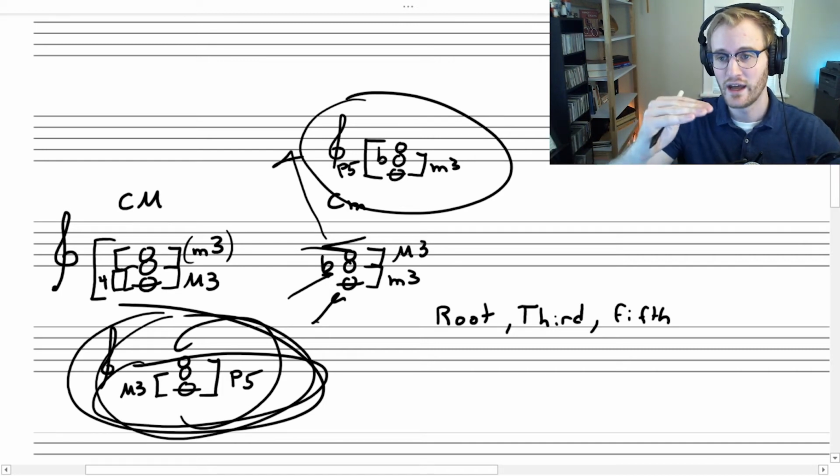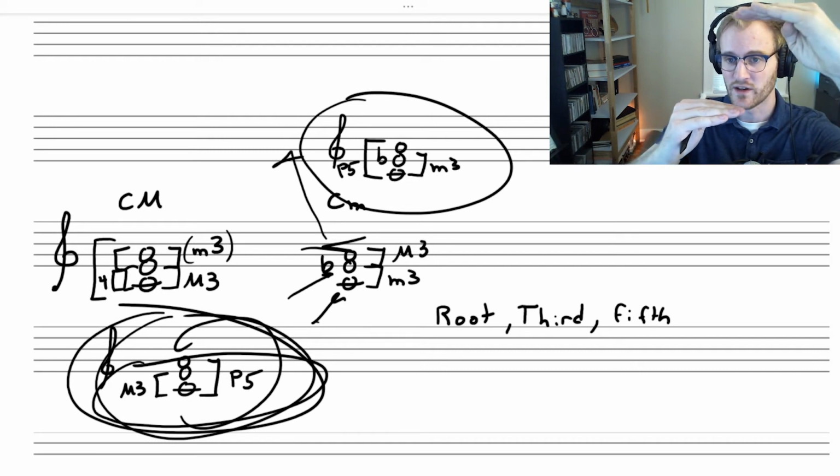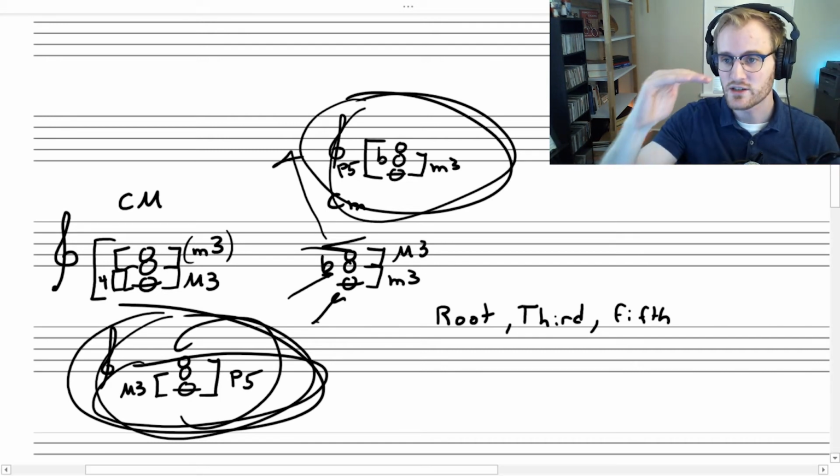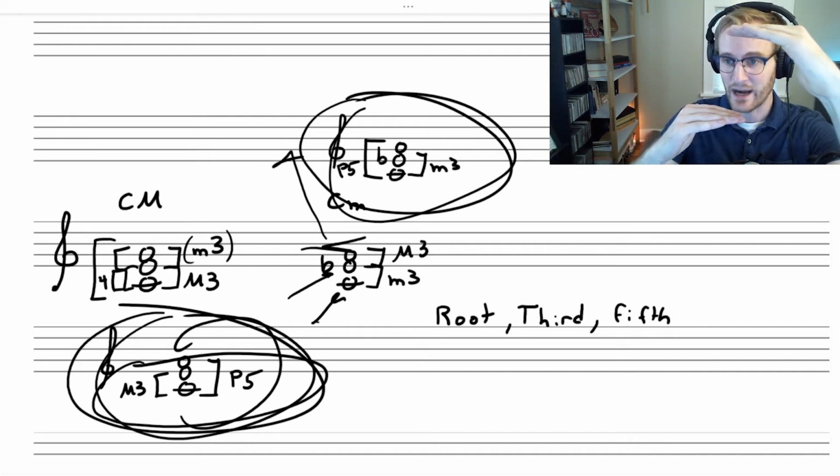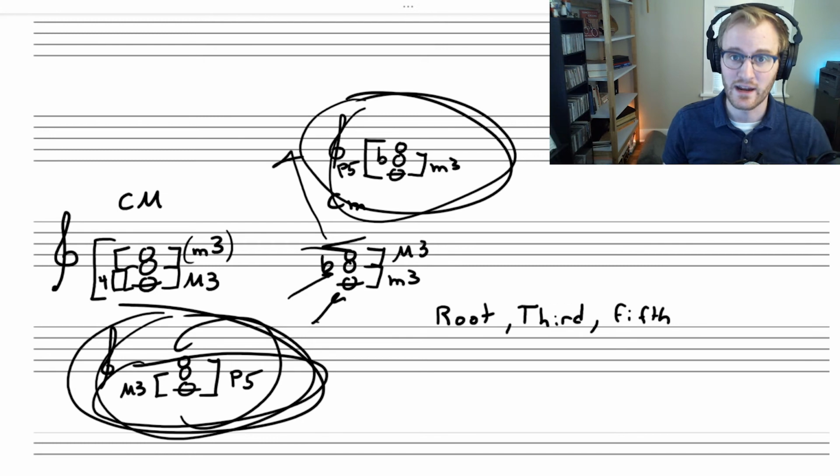Start with your root note, add a major third, add a perfect fifth. Or again, with the minor triad, start with your root note, add a minor third, add a perfect fifth. Gets you a minor triad every single time.